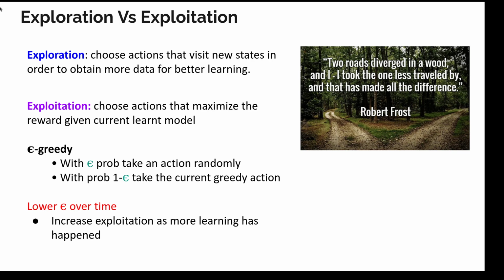So epsilon-greedy says in the initial part of training you do exploration, but with some probability, 1 minus epsilon, you take the greedy action.